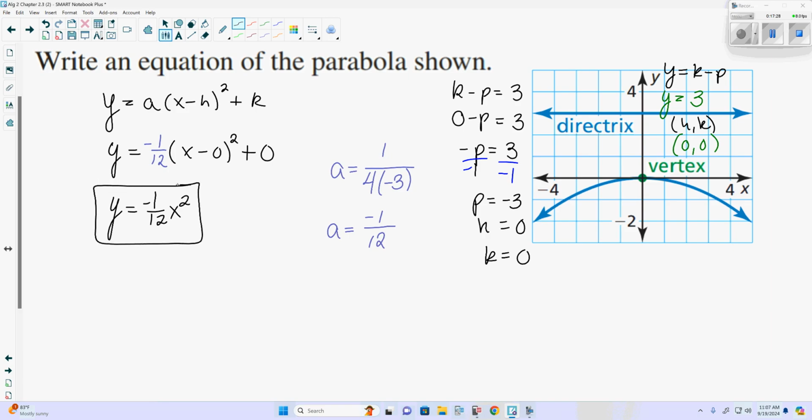Because x minus 0 squared is the same as just having x in the parentheses squared. Well, that's just x squared. We don't need the plus 0, so really we're just left with this. Questions on this here? You're good? Yeah.